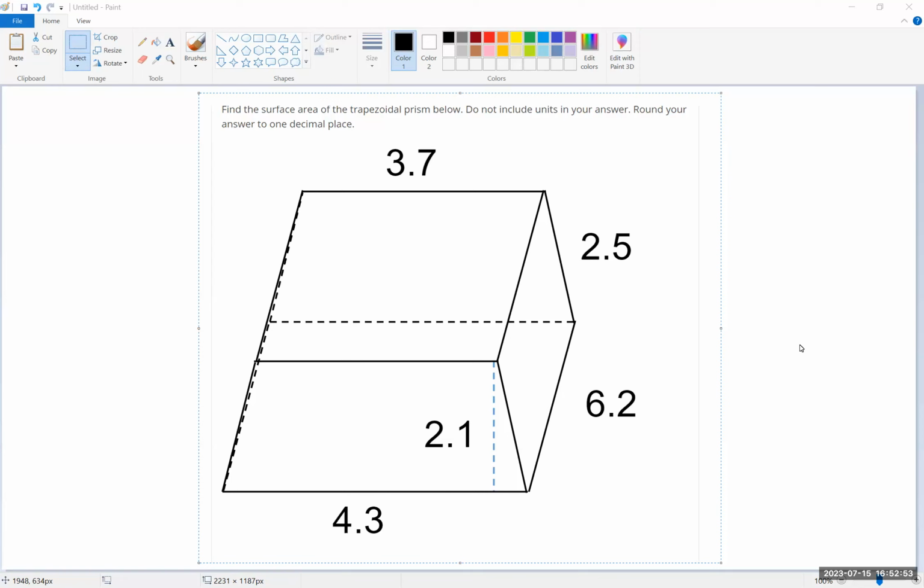All right. We're being asked to find the surface area of the trapezoidal prism below. And then it says do not include units in your answer. So the first thing that we have to recognize is that we've got a trapezoid in the front.